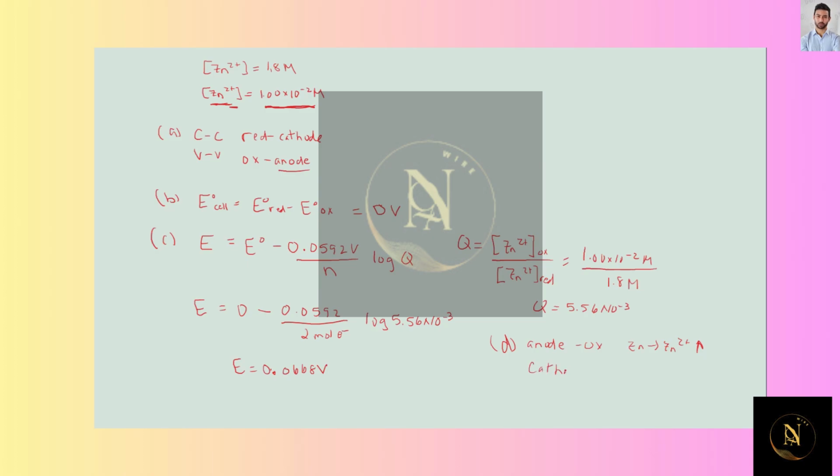At the cathode, that's where reduction is occurring. So that's where my Zn2+ is turning back into Zn. Therefore, I am losing Zn2+, and therefore the concentration of Zn2+ at the cathode is decreasing.